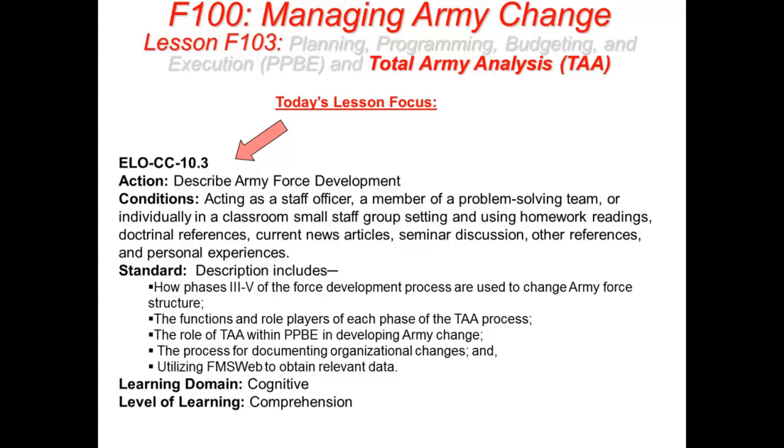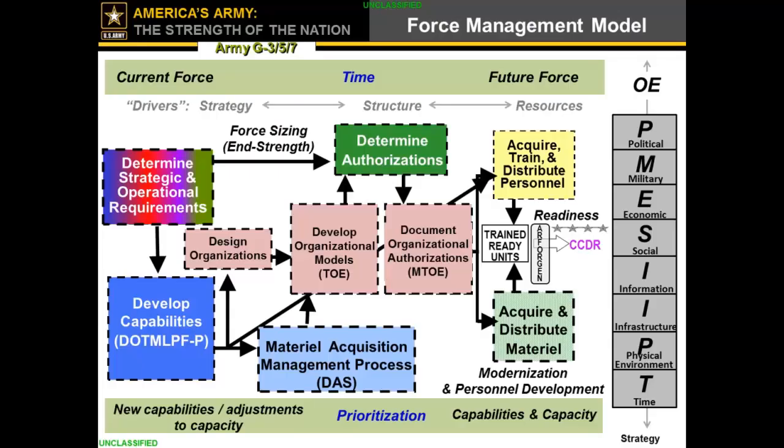So, yeah, we'll introduce FMS Web here, but in the actual class we'll do a PE that we'll give for homework. So we won't actually be utilizing FMS Web in this video. True, but we'll just introduce it. Check. All right. So this is the force management model, which we recognize now, going through it the third time here.